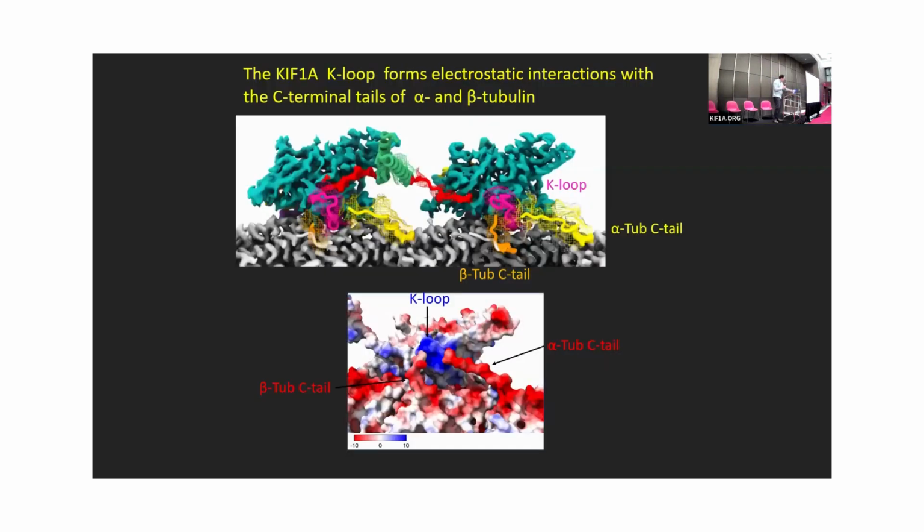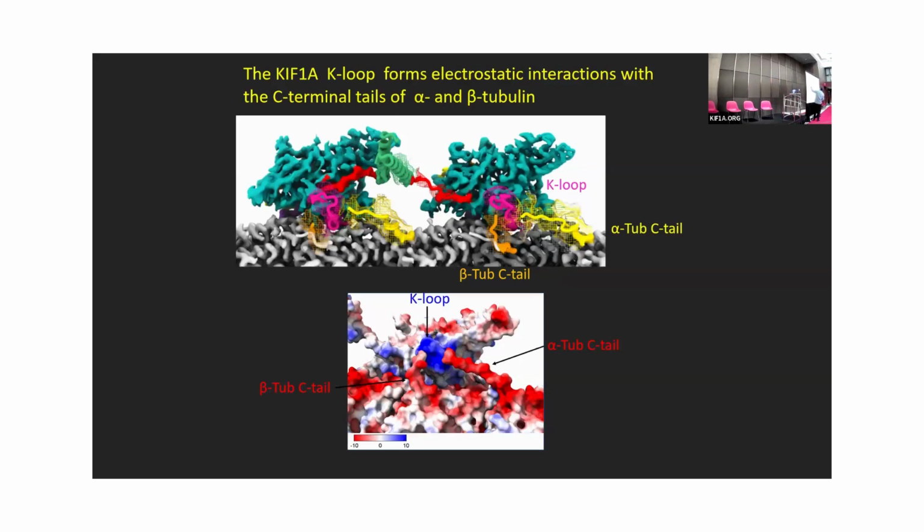This area, it wasn't clear what is binding, and it's interesting that here we see the two kinesin in blue on the side. So here this is the structure of the two motor domains connected by these red lines called the neck linker. And this is the K loop. This is unique for kinesin 13.